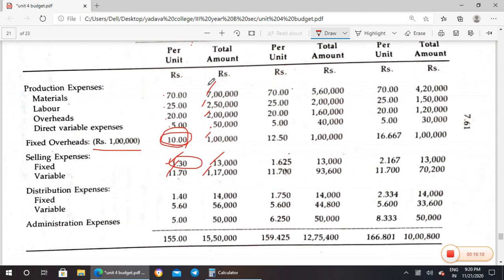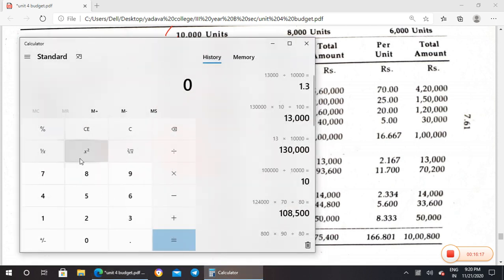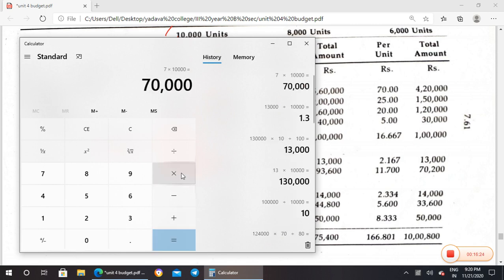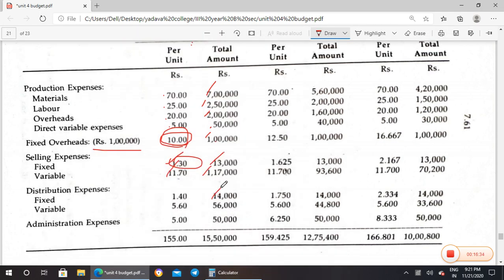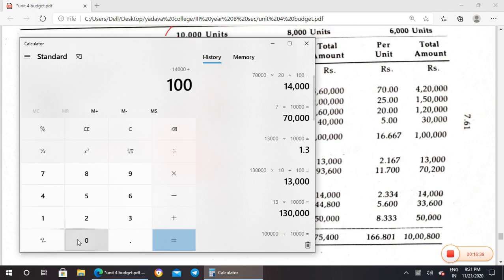Likewise for distribution expenses, they asked to take 20% as fixed. 7 rupees into 10,000 is 70,000. In 70,000, 20% is the fixed one, so you will get 14,000. So 14,000 is the fixed one. Again 14,000 divided by 10,000 units, you will get the per unit rate.